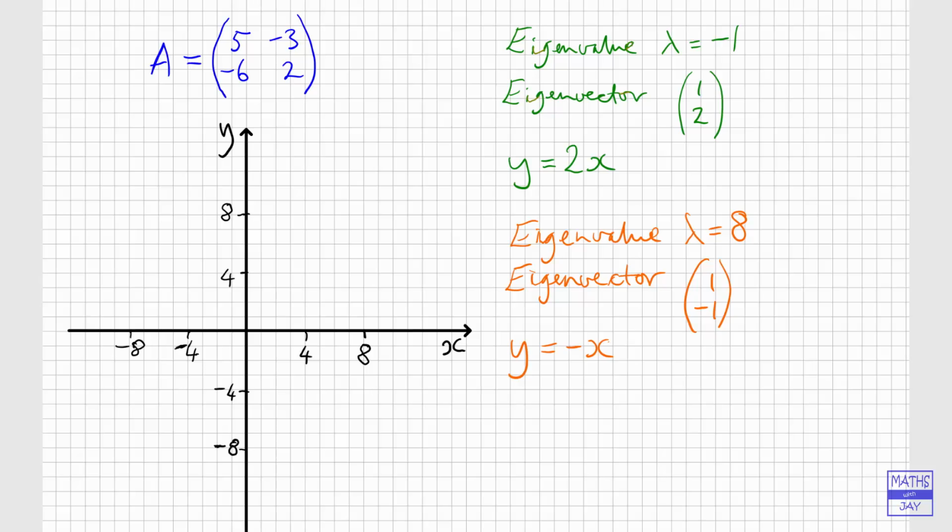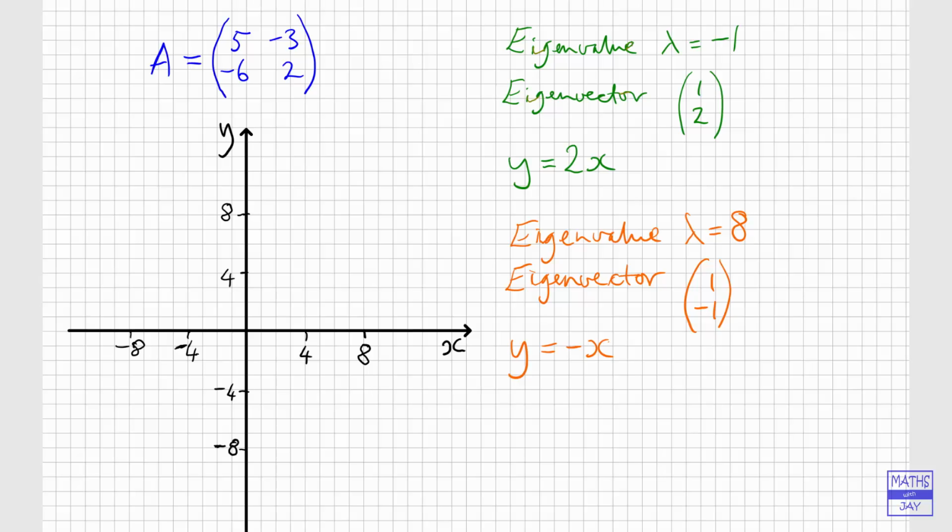So I've summarized on this piece of graph paper what we found so far. For the matrix A, we have 2 eigenvalues. So we've got an eigenvalue of minus 1, and its associated eigenvector is 1, 2, and that came from the equation of the line y is 2x. And similarly, an eigenvalue of 8 associated with the eigenvector 1, minus 1 with the equation of the line y equals minus x. So what we'll do here is we'll draw the lines and have a look at what happens to the eigenvectors under the transformation A.